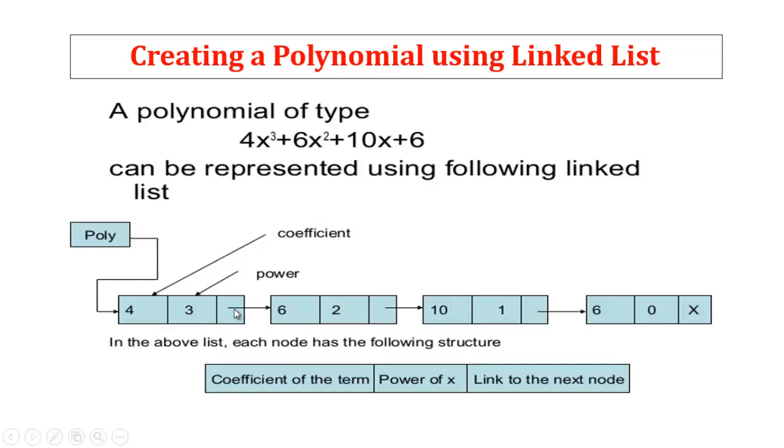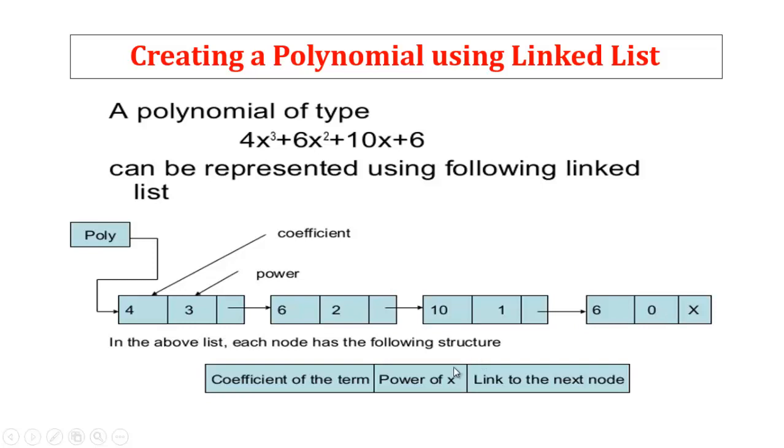Address denotes the next field. It points to the next node address. The second term is 6x², where 6 is the coefficient and 2 is called the exponent. It is going to point to the next node in the list using the next field in a node. Then 10x: 10 is the coefficient, x is power 1, and 1 is called the exponent. And 6 is a coefficient; there is no power. If no power is mentioned in the expression, we consider it as 0, and the last node in the list we consider as null.